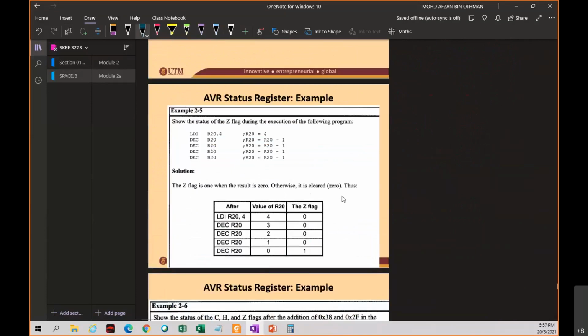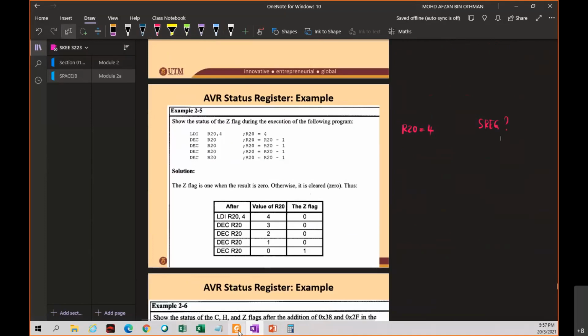Okay, so kita tengok the first line here. Okay, mula-mula load R20 with 4. So what happened? So R20 sama dengan 4. So this is the first line. And then decrement. Okay, so after you do this LDI R20, adakah status register kamu berubah? Is your status register affected?